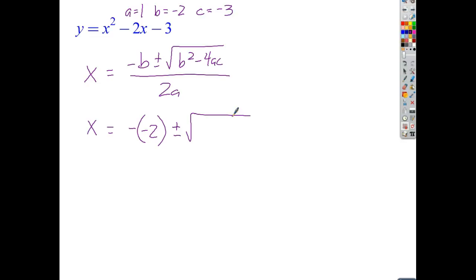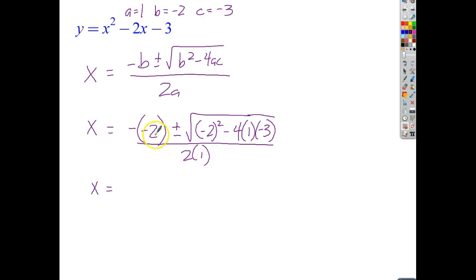Now, because I'm squaring it, it doesn't really matter. I'm going to do -2 squared. If you forget the negative there, it's not going to be a huge deal. Minus 4 times a, which is 1, times c, which is -3. I'm going to plug this in, and we're going to do all of this over 2 times 1.